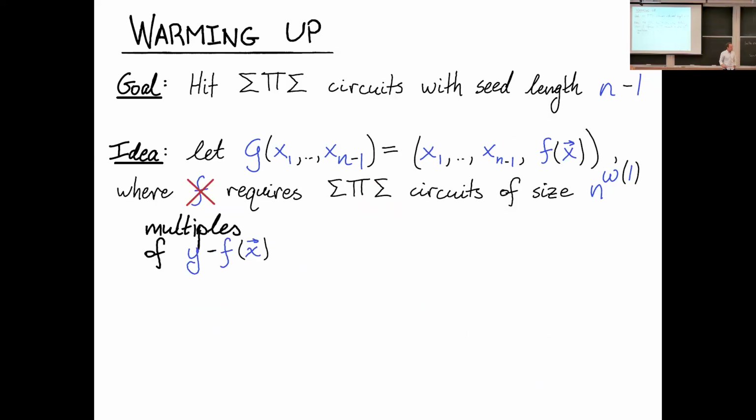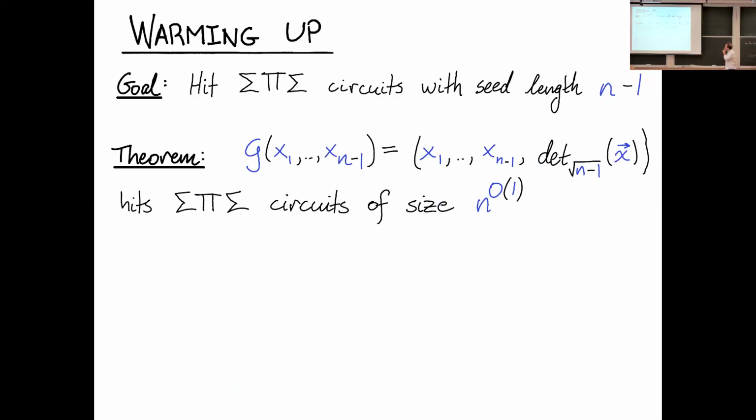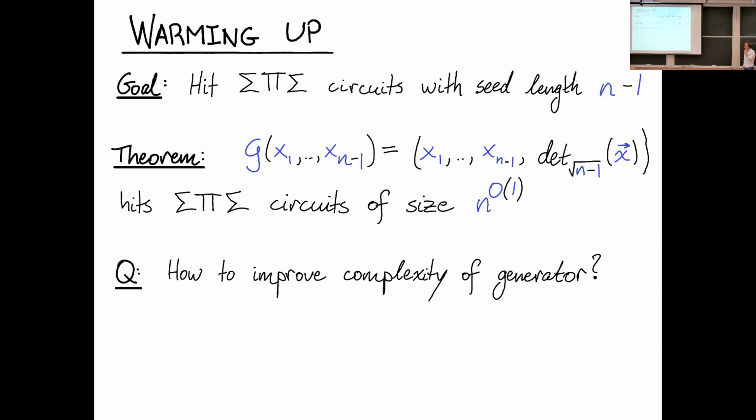So let's revise our idea here. We're going to pick some function f so that multiples of y minus f are hard. And then we can just do this off the shelf using known circuit lower bounds. Say, for example, we can take the determinant, and we know that y minus the determinant will be hard for depth 3 circuits. Okay, so now we have a generator that hits depth 3 circuits. It has non-trivial seed length, but it has extremely high complexity. So how are we going to improve on the complexity of this generator?